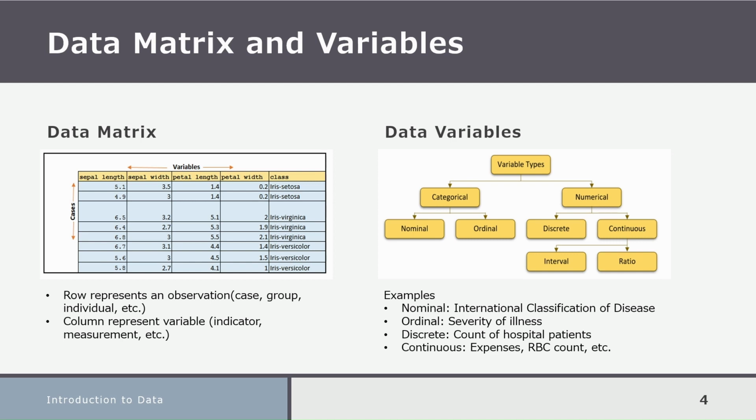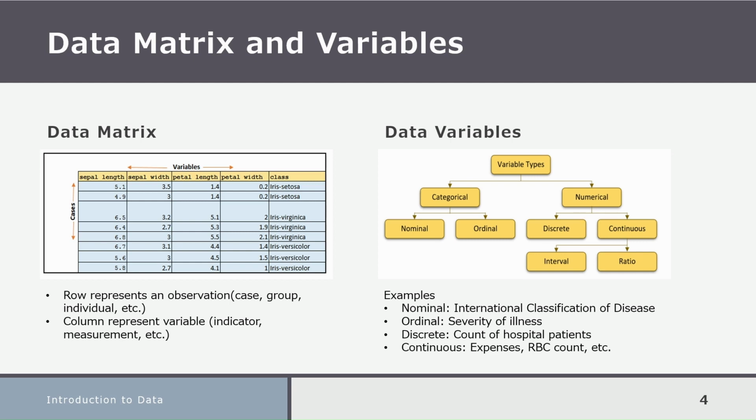So nominal data can include names such as International Classification of Diseases, and the ordinal data can include severity of illness, for example, stages of cancer, and it also includes gender, male or female. It can also include data in the form of yes or no, one and zeros.